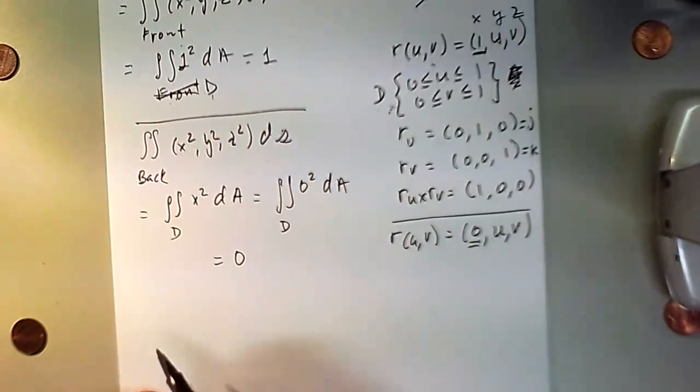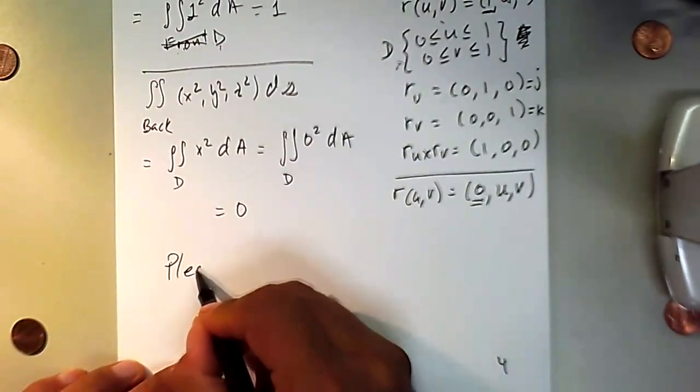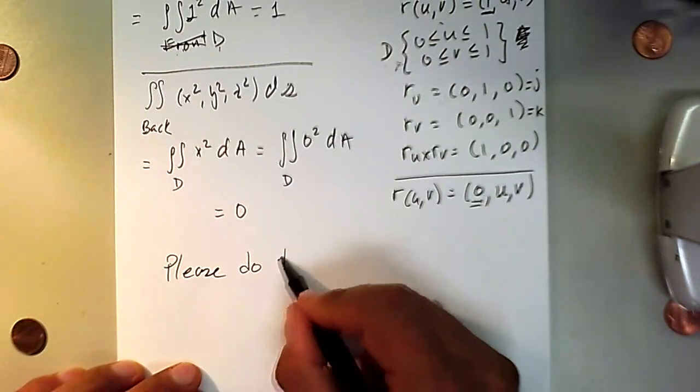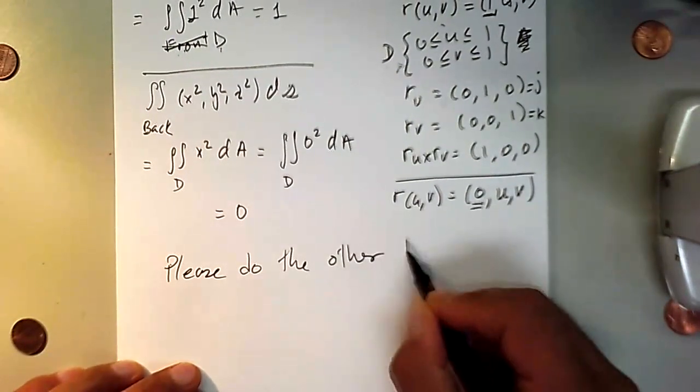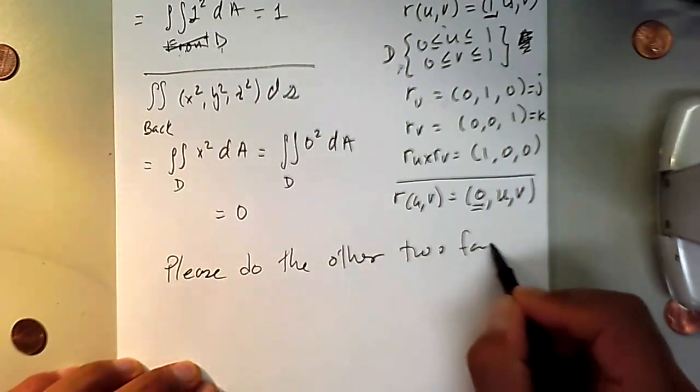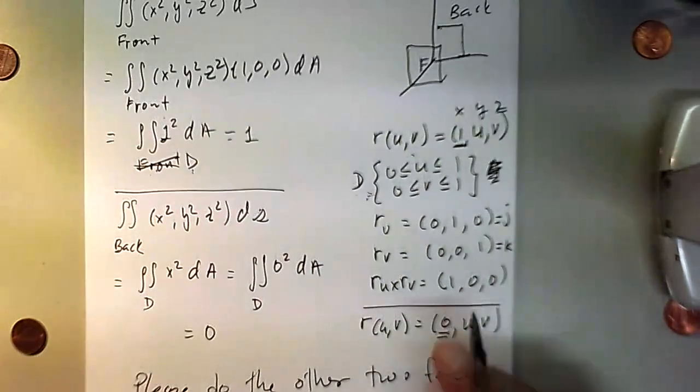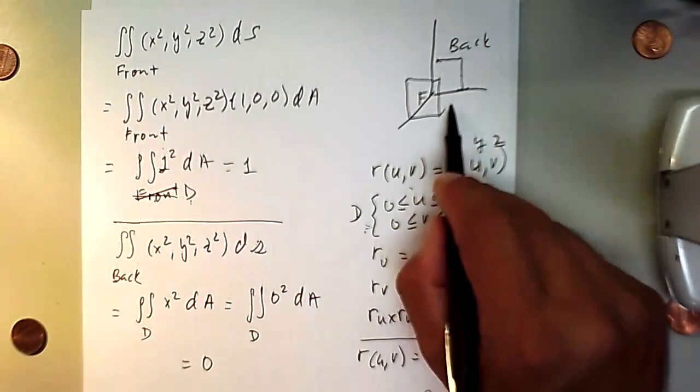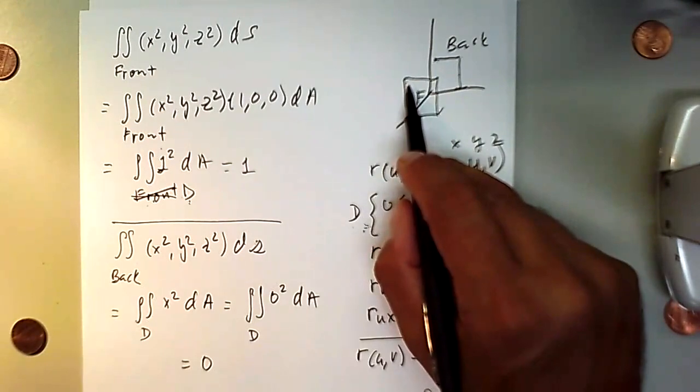So I'm going to ask you to please do the other two faces. And in fact, I did it earlier. And sure enough, on the right, we're going to end up with 1. On the left, we're going to end up with 0.